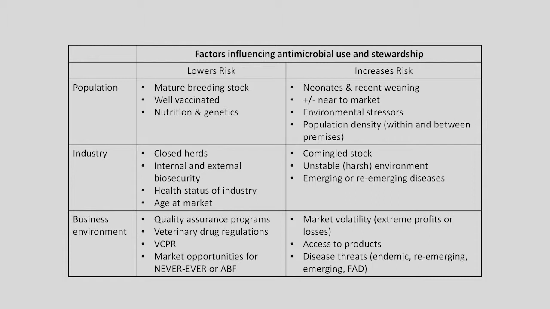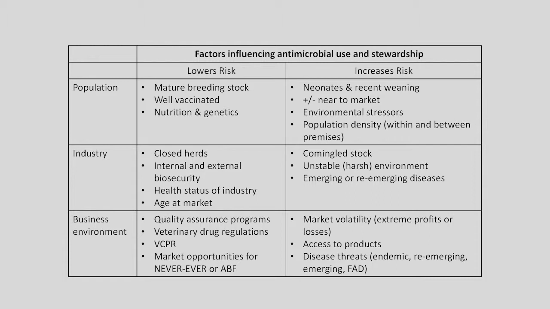So what affects our antimicrobial use and stewardship on farms or in industry? Well, I'm not going to go through this exhaustive list. What I want you to know is that we have factors at the population level, so the individual farm or the individual production company, things like how many animals do we have in an airspace that are at risk of a disease, what's our stocking density, how well vaccinated are these animals, and of course within that production system there's certain animals that are at much higher risk of being treated, like the neonates or the recently weaned animals, than the mature breeding stock.